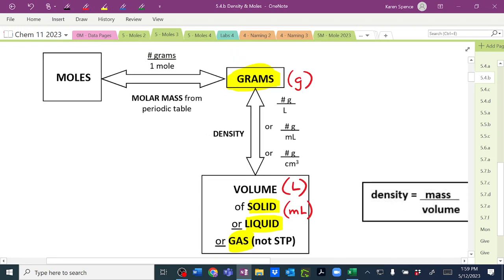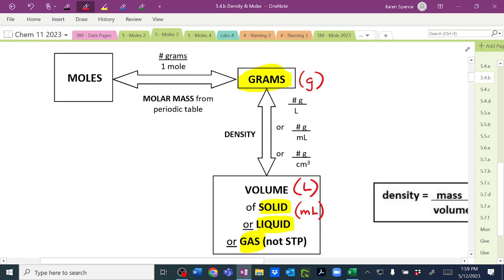because if we know grams, we can find the moles. Because now we know about molar mass. So if I give you a volume of a solid, you can find the number of moles in that solid. In fact, you could find the number of molecules in that solid.